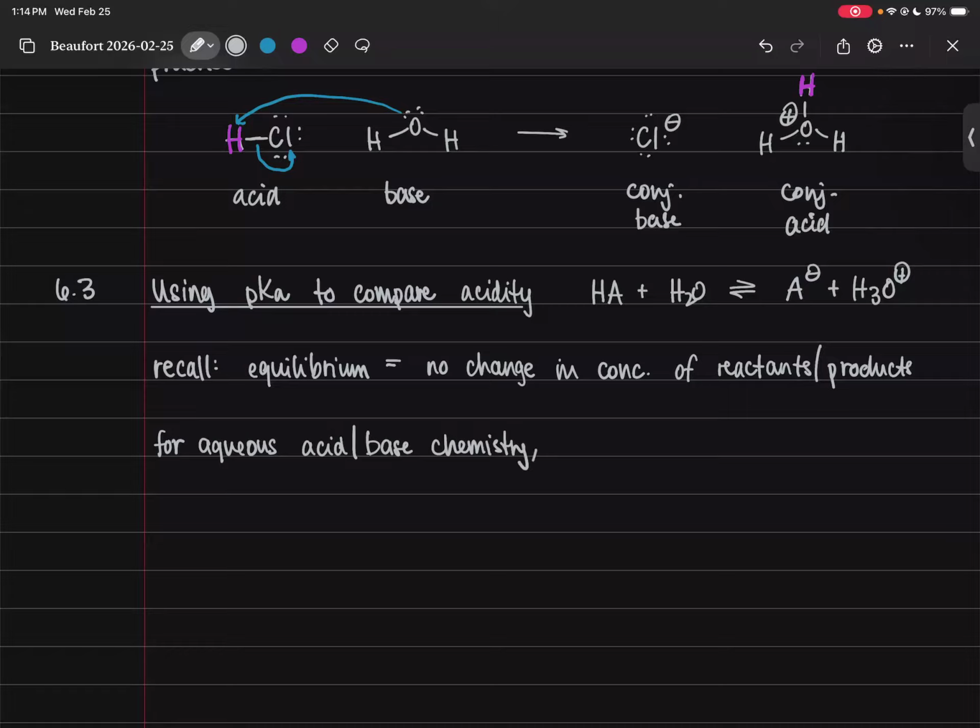So when we're using, and this would be Gen Chem 2, you probably used KEQ as a measure of the position of equilibrium. When we're in water, we can actually simplify KEQ to Ka, subscript A for acid.